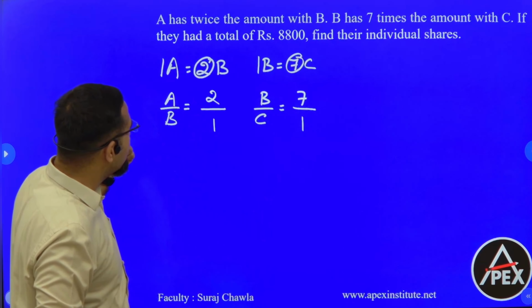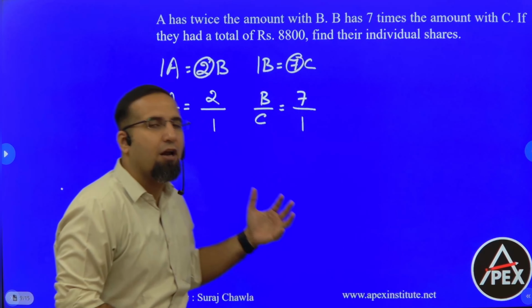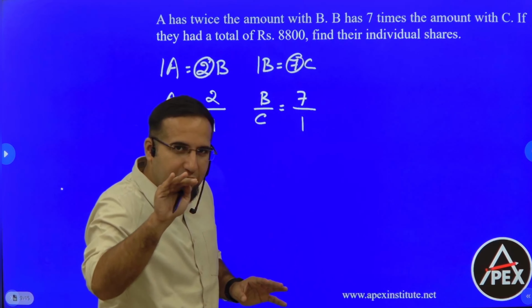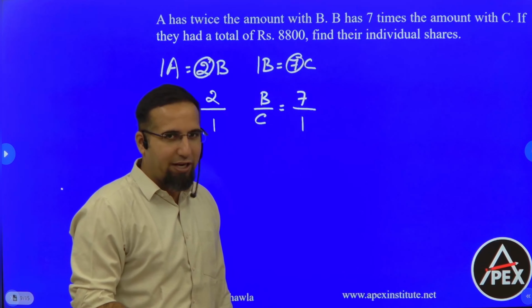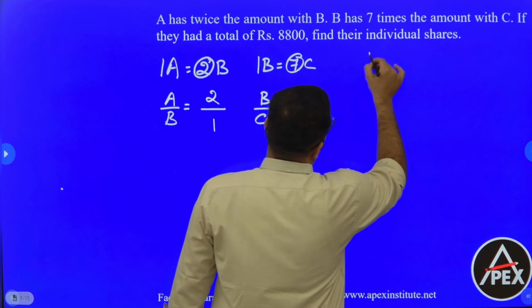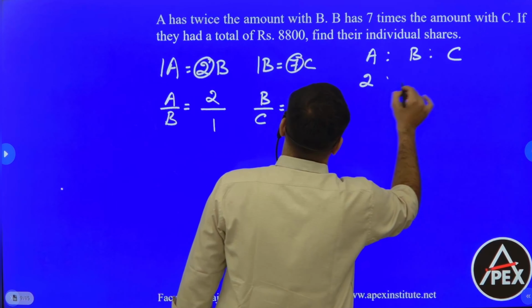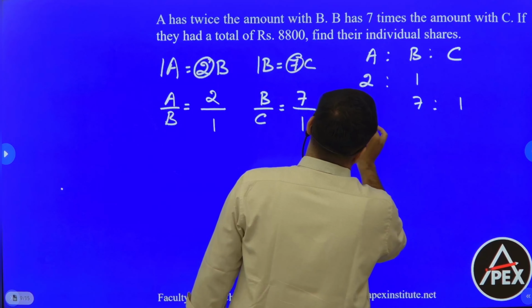The question has asked us that if they had a total of rupees 8,800, find their individual shares. That means I have the total. If I get the ratio, I can calculate the individual shares. So, let us merge them. What do we have here? We have A is to B is to C. Now, this is 2 is to 1. This is 7 is to 1.